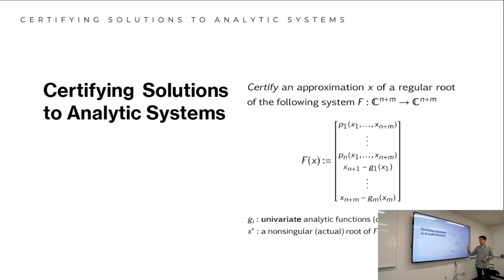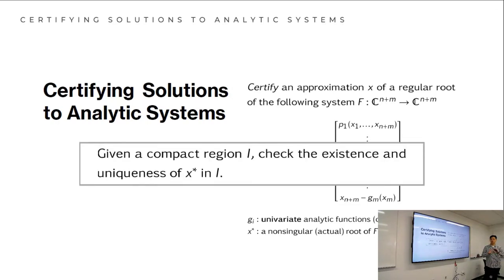Okay. And for the further notation, we have x star, which is the notation for the actual root of the capital F. With this notation, what we want to do is, when we have some compact region capital I, check the existence and uniqueness of the x star inside our region I. This is what we want to do. A regular root means that the multiplicity is one, just a simple root.